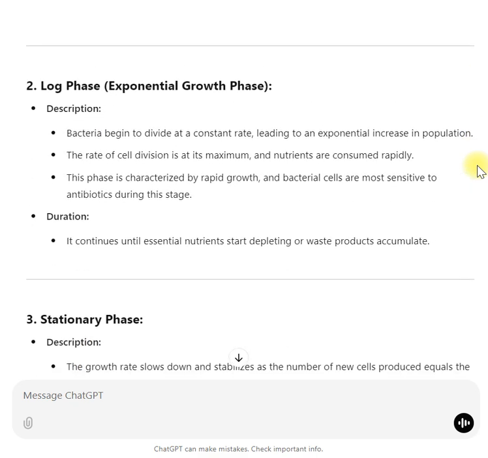2. Log phase, exponential growth phase. Description. Bacteria begin to divide at a constant rate, leading to an exponential increase in population. The rate of cell division is at its maximum, and nutrients are consumed rapidly. This phase is characterized by rapid growth, and bacterial cells are most sensitive to antibiotics during this stage. Duration. It continues until essential nutrients start depleting or waste products accumulate.